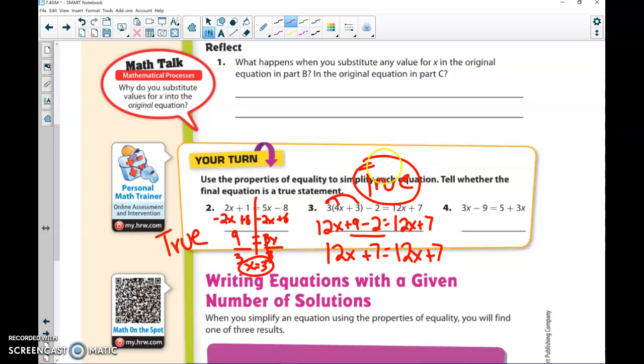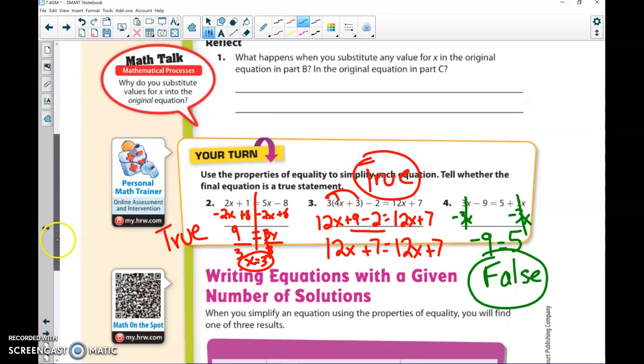So another one that's going to be true, because this one's going to end up being many solutions. But then on this last one, I have 3x plus 9 equals 5 plus 3x. Well, my 3x's are the same. So I have 3x and 3x. But then after I cancel those out, I get negative 9 equals 5. Well, negative 9 does not equal 5. They are not the same. So this one's going to be a false problem. That is not true. Negative 9 does not equal 5.